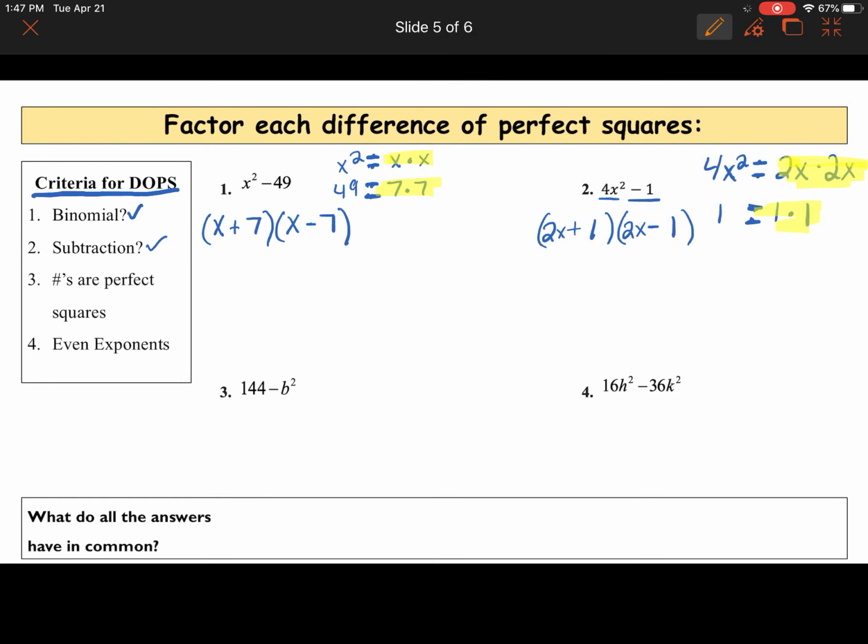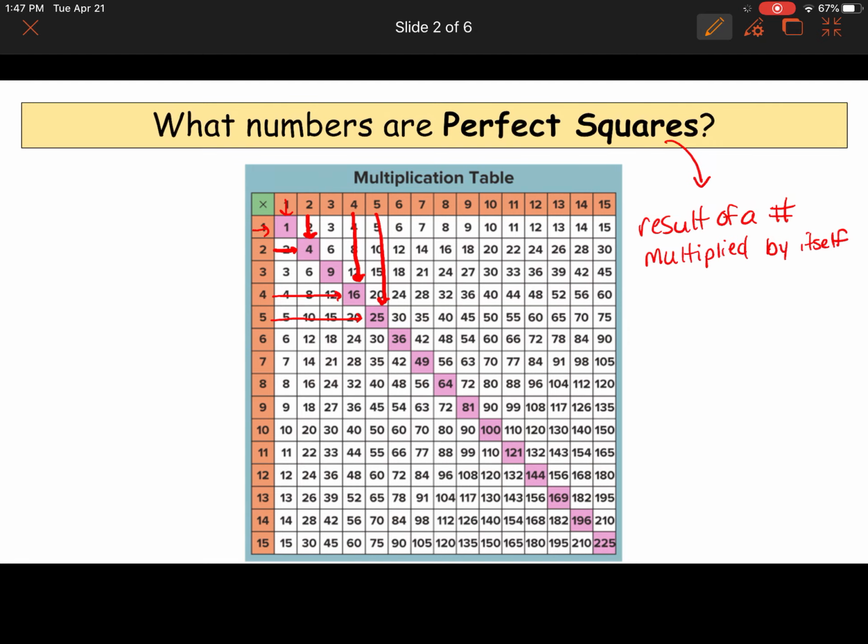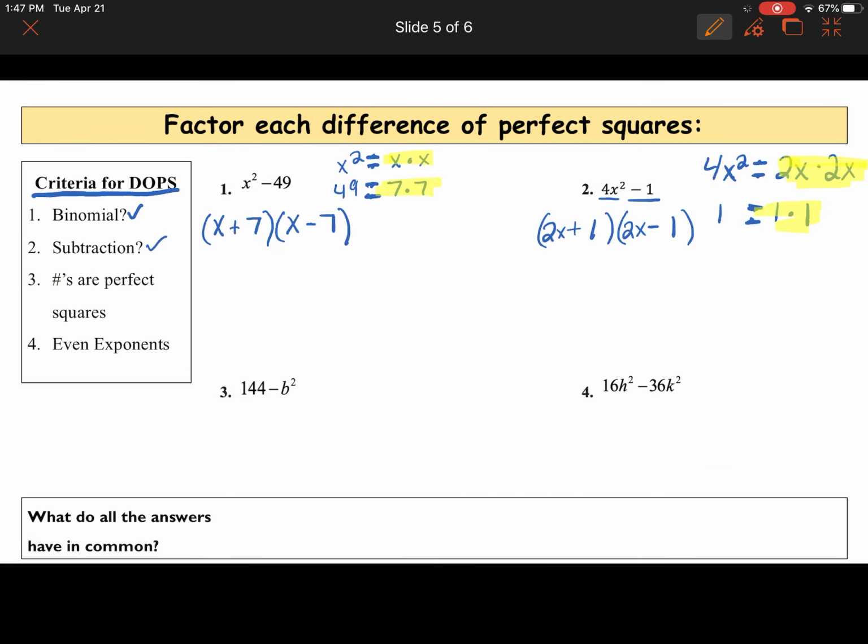Okay, and if you were to check this, if you were to do exactly what we did here, you should get your original answer. So you don't have to do this, but I'll do the check one time.